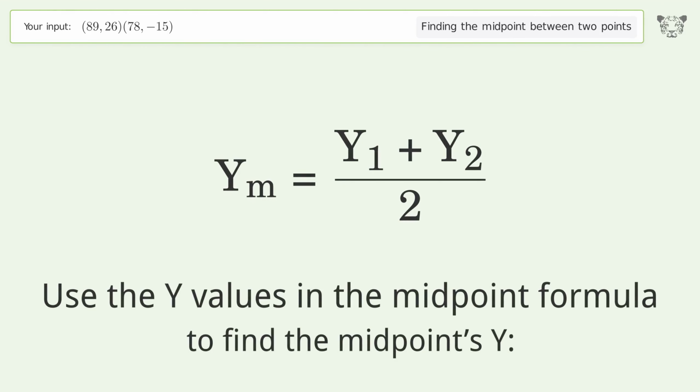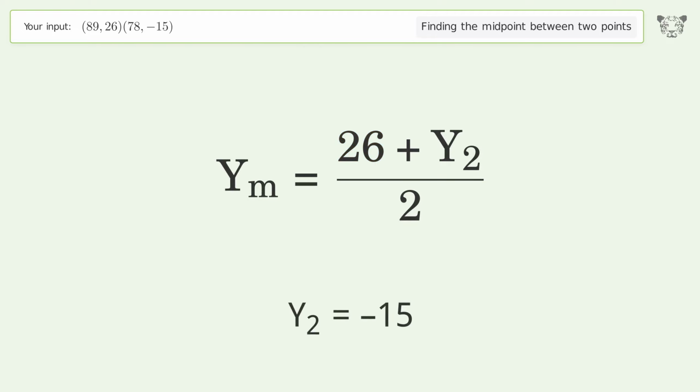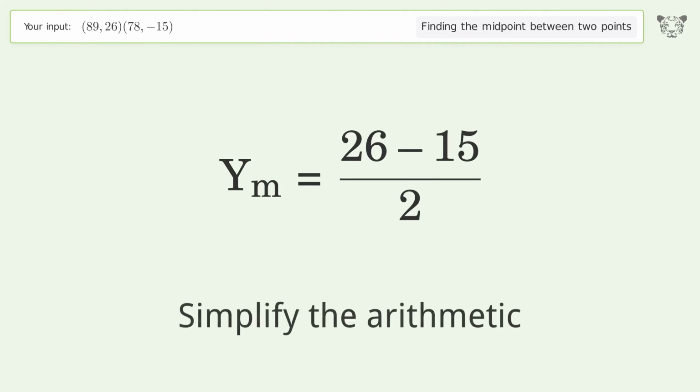Use the y values in the midpoint formula to find the midpoint's y. y1 equals 26. y2 equals -15. Simplify the arithmetic.